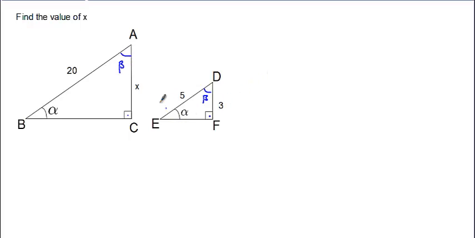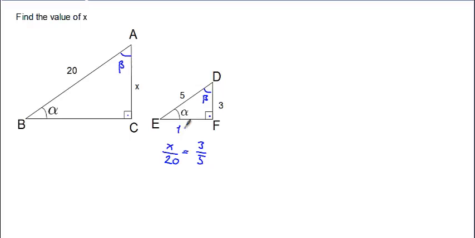If you want to find the value of x, if you use the similarity, you will do it like this. X over 20, which means the opposite of alpha over the hypotenuse, is equal to the opposite of alpha here, which is 3 over 5.